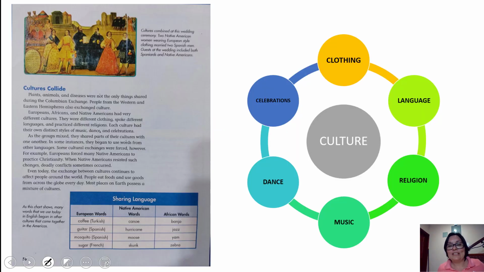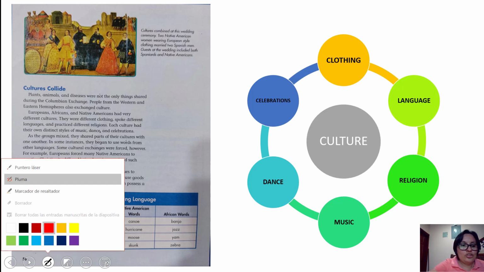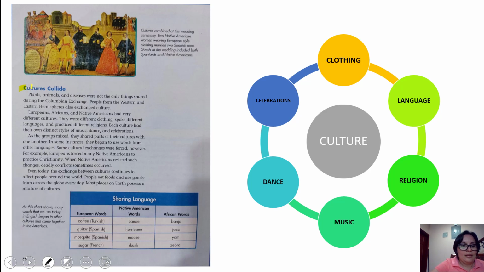Now let's move to page 56. Let's go to page 56. And in here we have the last topic that we are going to see today. That is cultures collide. So I want you to underline what it says in here. Plants, animals, and diseases were not the only things shared during the Columbian exchange.